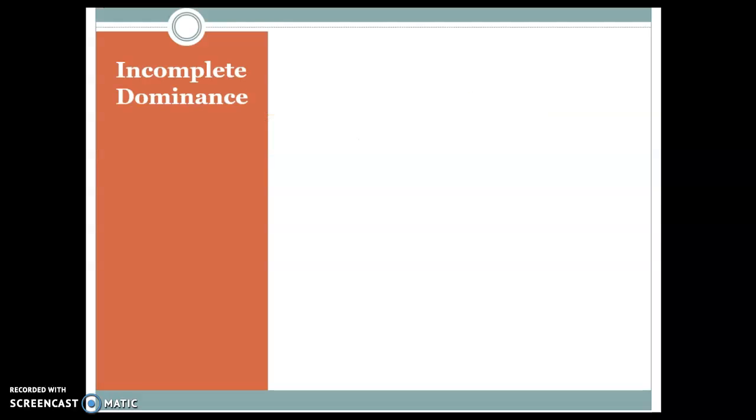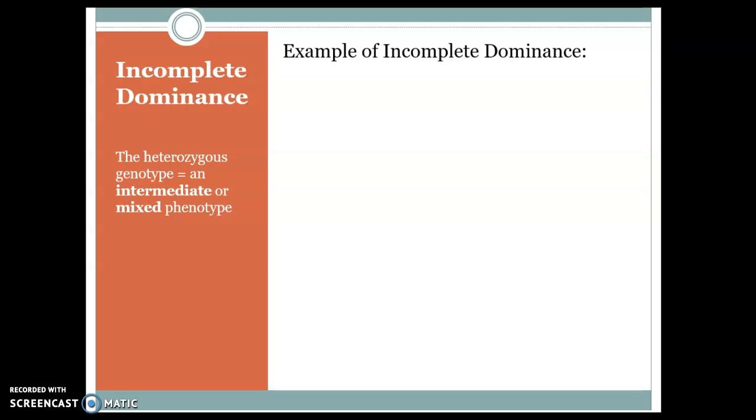So the first pattern of inheritance is called incomplete dominance. In incomplete dominance, we have two different alleles, but one is not dominant over the other. So if we have the two different alleles paired, we don't have one that masks the other. So in this case, the heterozygous genotype, which is when we have two different alleles, usually that looks like capital T, lowercase t, gives us an intermediate or mixed phenotype. So it's a combination. We don't have just one expressed while the other is hidden.